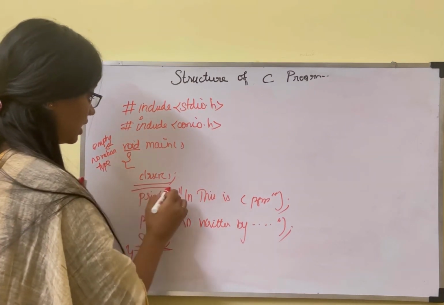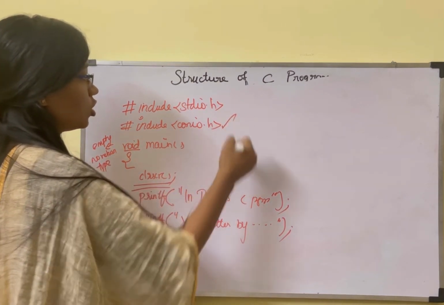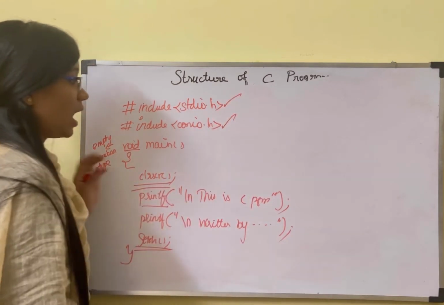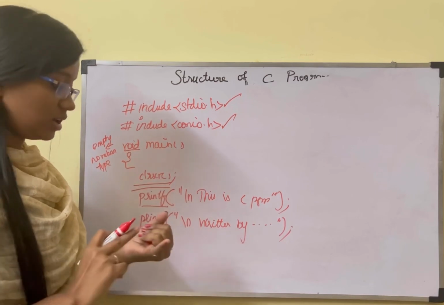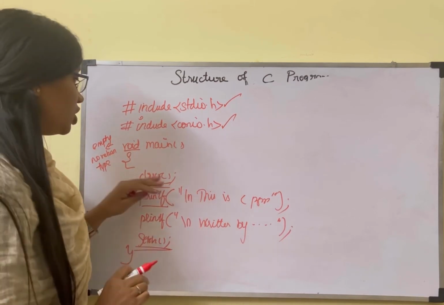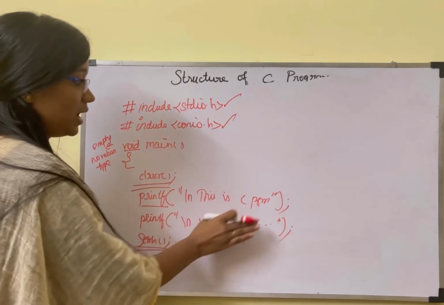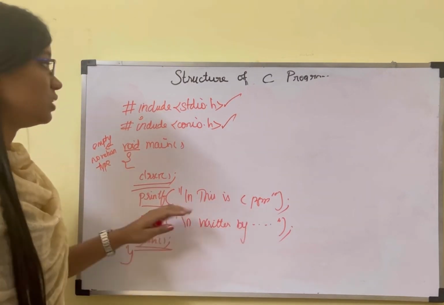So this clear screen and getch are supported by the conio.h header file. This printf is supported by stdio.h, and this is a program where we did not create any memory space. We did not create any variables. This is a very simple program just to display these two things.